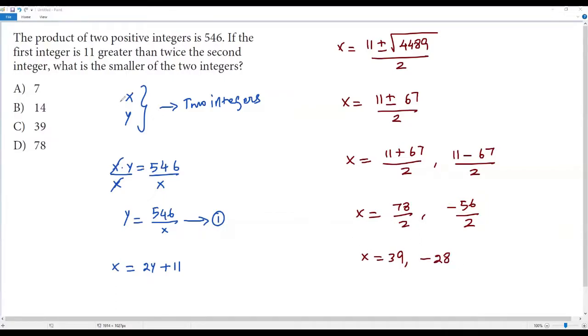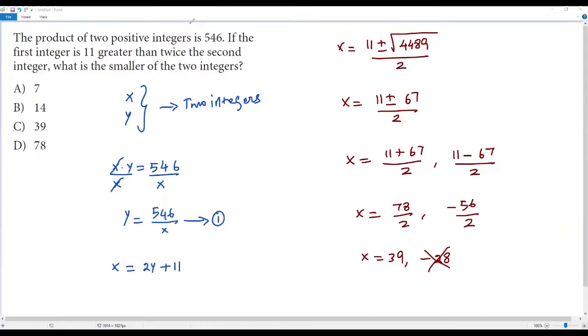Okay, so here x and y refer to the two integers mentioned in the question. The question clearly says two positive integers. So since x and y refer to the two positive integers, the value of x has to be positive. So we can ignore the negative value of x over here. So we get x equals 39. So now I got the value of one of the integers.